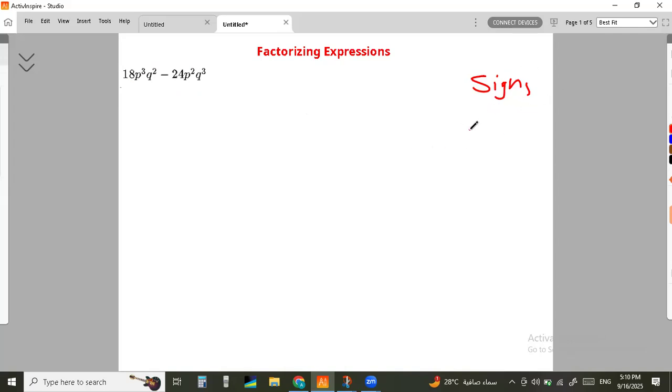But after the signs, what are we supposed to look at? Look at the coefficients. Can you factorize the coefficients? The numbers that are next to the variables. Here we're talking about the numbers. Can you take out a factor or not? After that, we got the variables. This is just to guarantee that you are fully factorizing the expression that you have. So let's take it step by step.